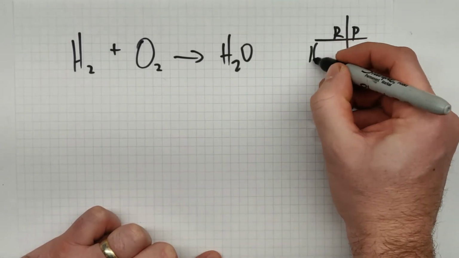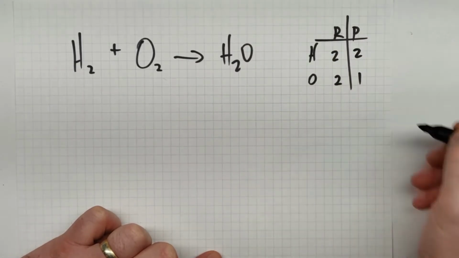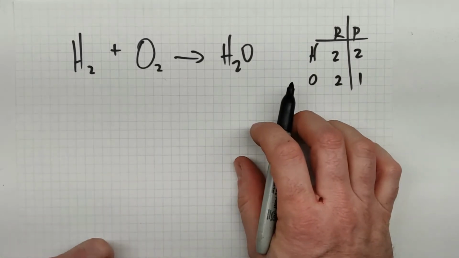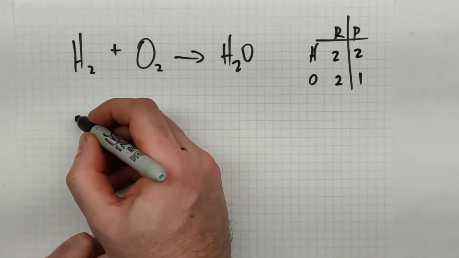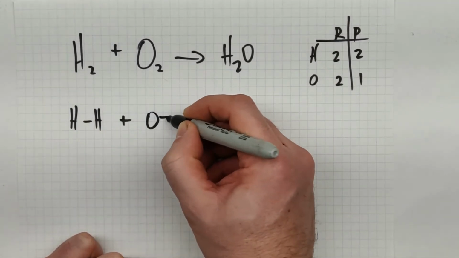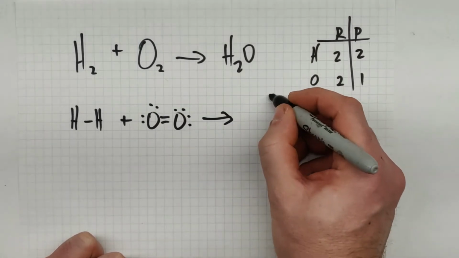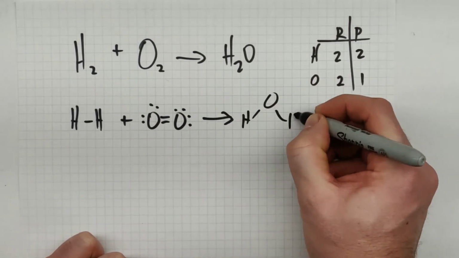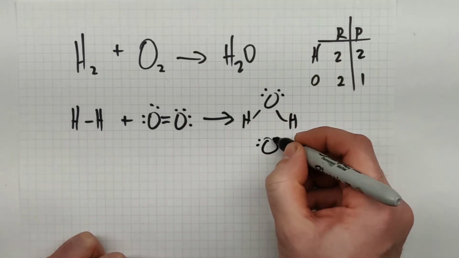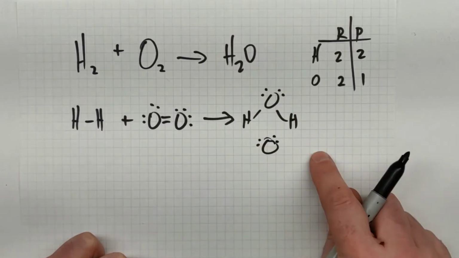As we look at it, hydrogen and oxygen, we've got on the reactant side 2 and 2, on the product side 2 and 1. And so the oxygens don't match. And I want to look at that in a slightly different way, which is to say we've got hydrogen, and we've got oxygen and oxygen. And it's going to make an oxygen with a hydrogen, and we're going to have an oxygen left over.